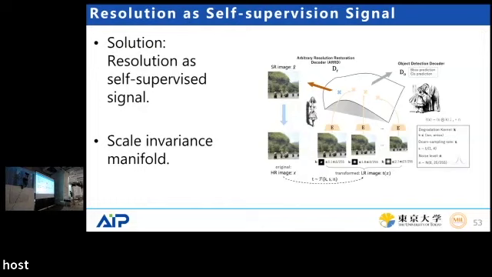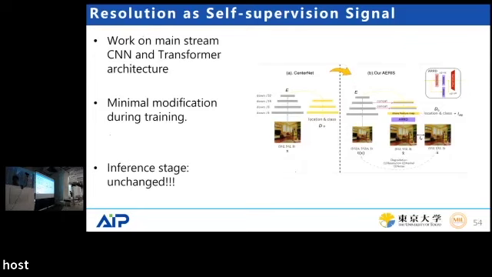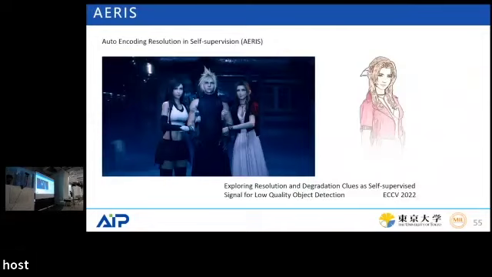What we propose is that we only use super resolution as a self-supervised signal. Here, we try to decode it into the original size, which means letting the manifold be regularized and then getting this manifold. The advantage is it works on mainstream CNN and transformer architectures with minimal modification during training. In the inference stage, you don't need to do anything, but it will significantly enhance robustness over different image sizes. Basically, we also name it Alice, after Final Fantasy.